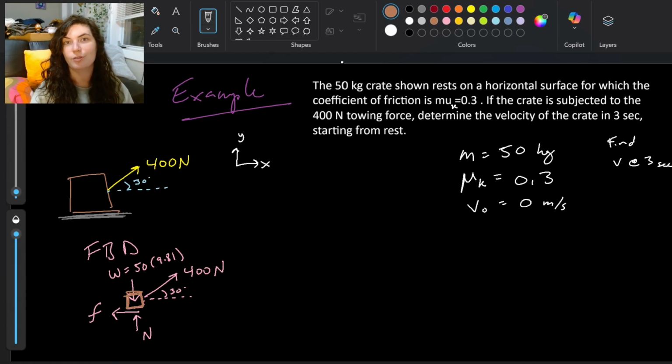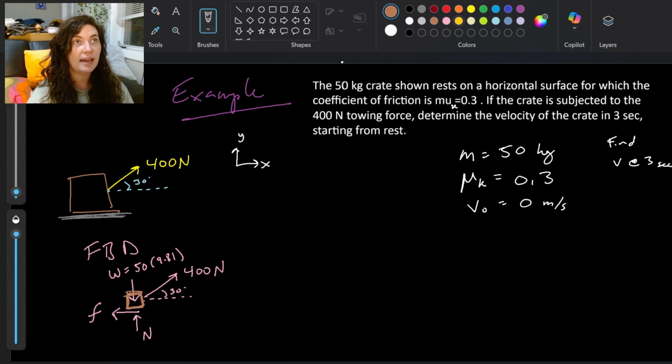But those are all of our forces. Those are all of the forces that go into our free body diagram. Got the weight and the normal force, the towing force, and the frictional force. Those are all of our external forces and internal weight force, really, that contribute to our free body diagram.